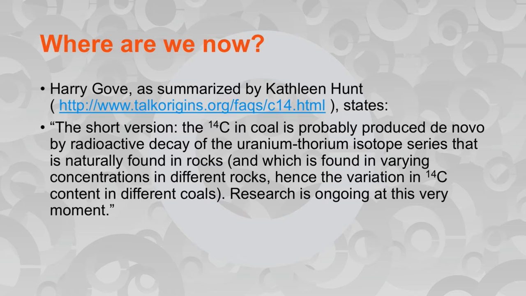And Harry Gove is summarized by Catherine Hunt, and he says, carbon-14 in coal is probably produced de novo by radioactive decay of uranium, thorium, and cerium as naturally found in rocks, and which is found in varying concentrations of different rocks, hence the variation in carbon-14 content in different coals. There's no published data, by the way, about that. This is just a hypothesis waiting for data. Research is ongoing at this very moment. Well, that was how long ago, and they still haven't published the research.